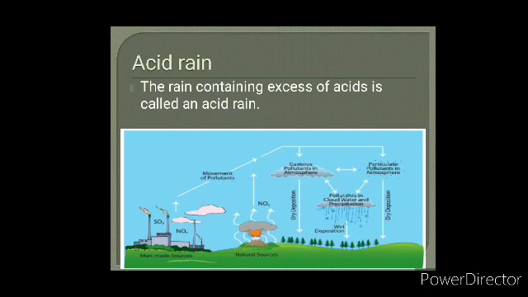Sulfur dioxide, nitrogen dioxide and carbon dioxide are released into the atmosphere from industries, from vehicles, from burning of fuels and for other things. So these gases, when mixed with water, form very dangerous acids and the rainwater becomes acidic. You can see from the figure how these industries emit sulfur dioxide, nitrogen dioxide and other natural sources like nitrogen dioxide also release it, and how they mix with the cloud and rain.